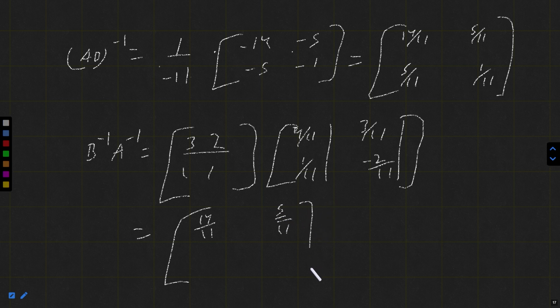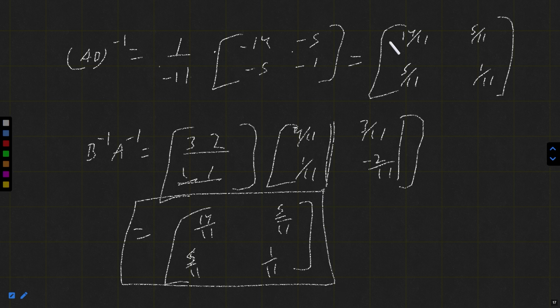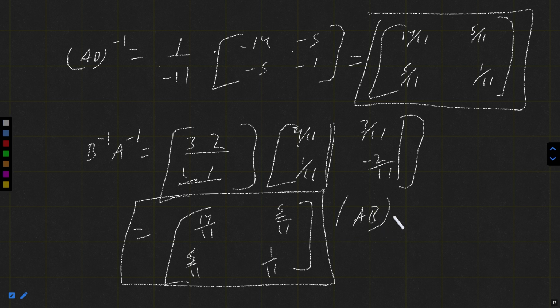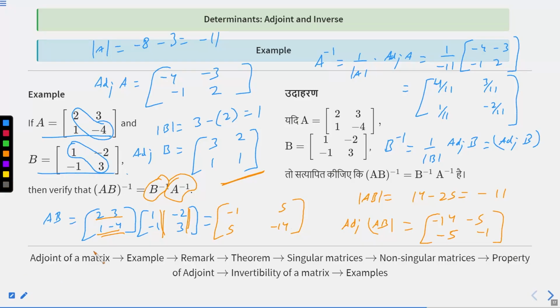Yes, 5 by 11. Okay, and now multiply this row with this first column. 4 by 11 and 1 by 11 will give you 5 by 11, and 3 by 11 minus 2 by 11 will give you 1 by 11. Okay, so 5 by 11 here, 1 by 11 here. As you can also verify, this matrix is indeed the same as this matrix. So we verified AB whole inverse is the same as B inverse A inverse.